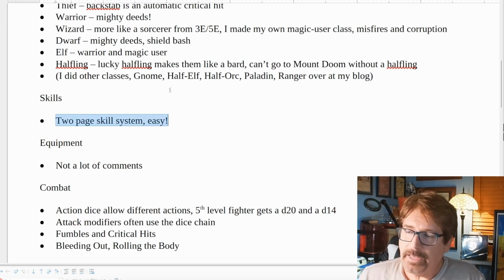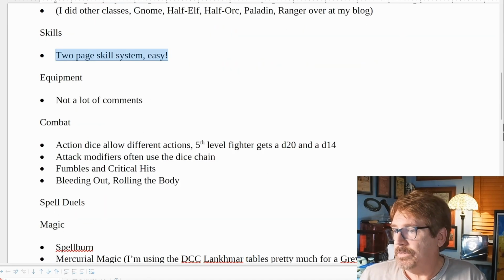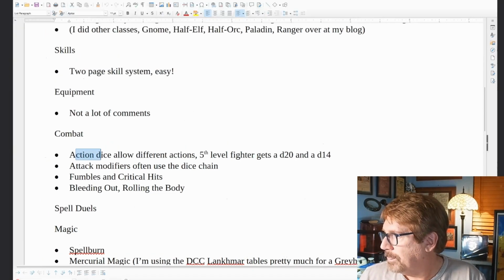A 2-page skill system. So that kind of makes it easy, I'm sure. Equipment's the same. All right, so let's keep going back.